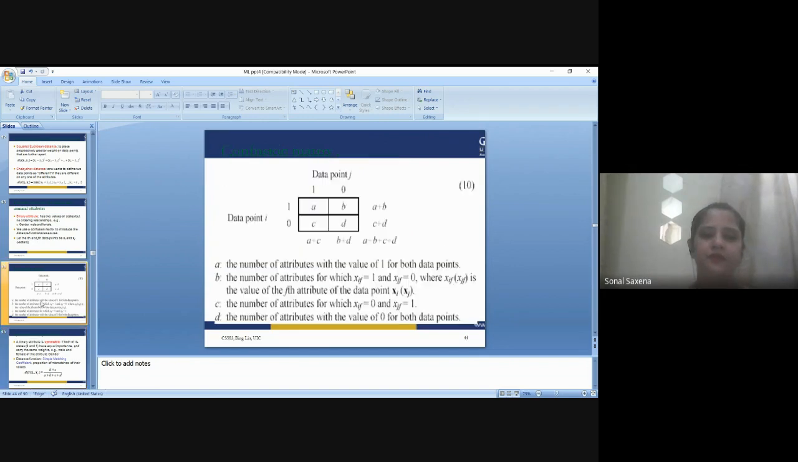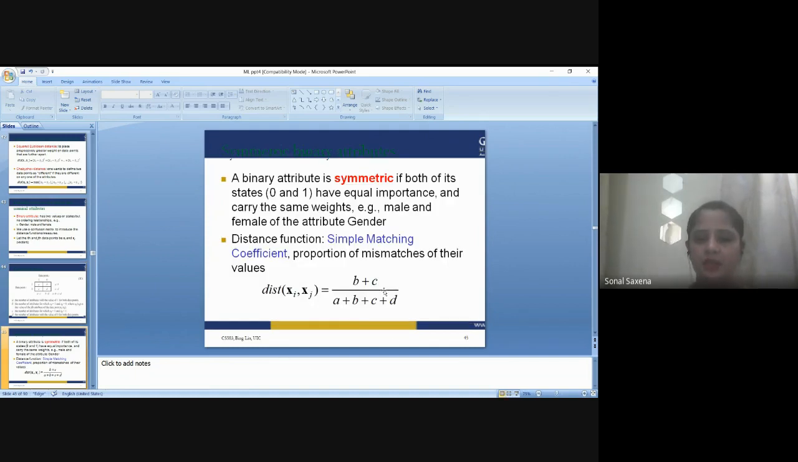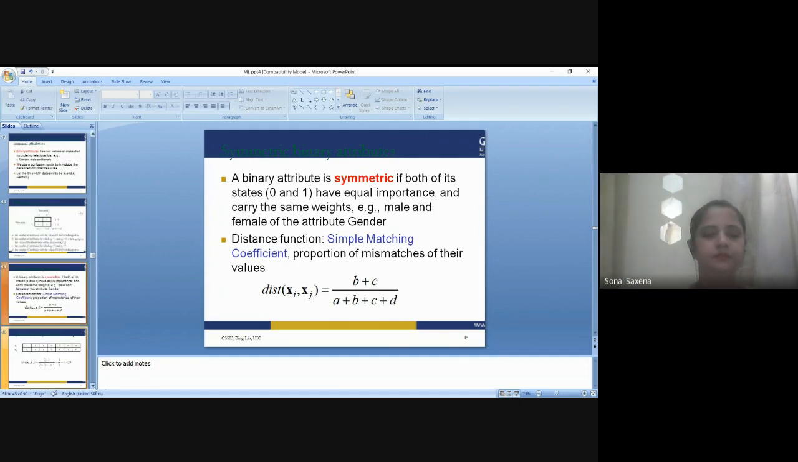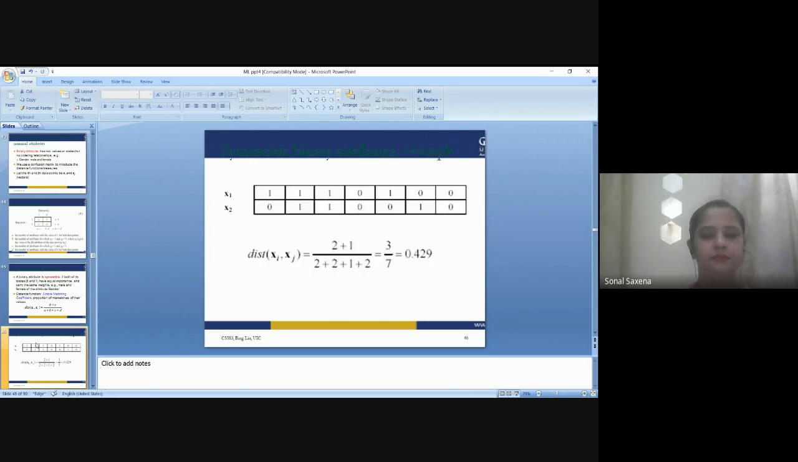All these coefficients that you are seeing, b and c, are from the confusion matrix that we have seen earlier. This is a, b, c, d. So what we are doing is taking these a, b, c, d values, adding them up, and using the sum as the denominator. This is the example, so this is the confusion matrix that we have created.